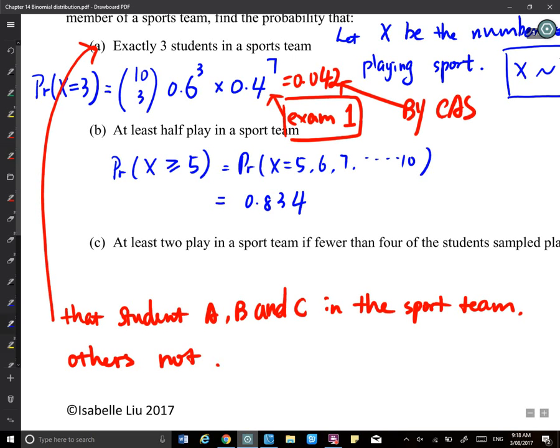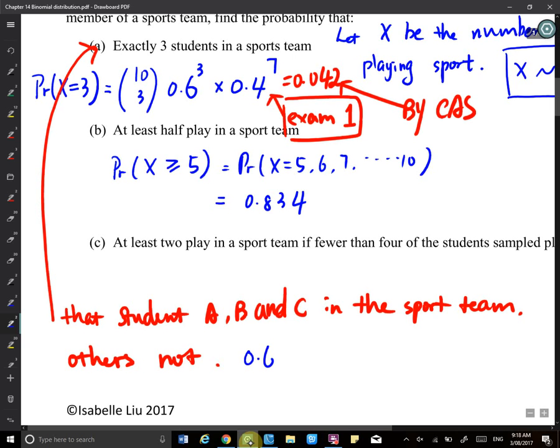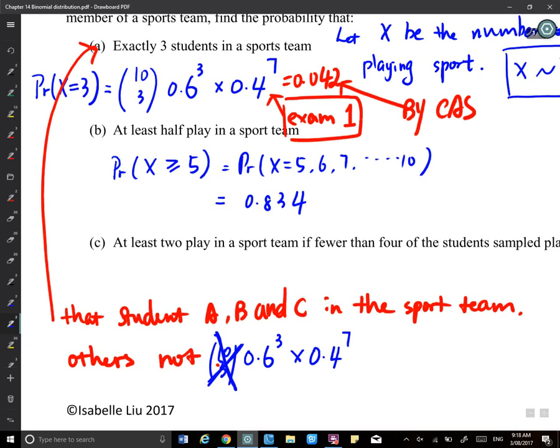This probability is not really a binomial case. Well, it is still a binomial distribution, but the way it's asking cannot use the binomial formula, because this one will just be 0.6 to the power of 3 times 0.4 to the power of 7. There's no 10C3 in the front, because there's only one way to achieve that: you 3 play, you 7 not play. It's only one way to achieve that.